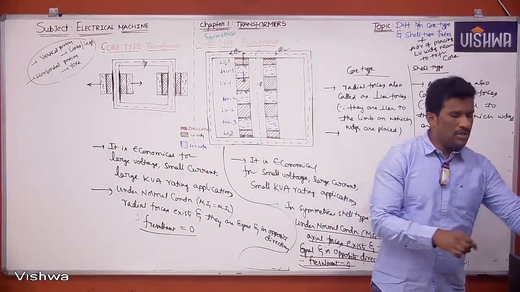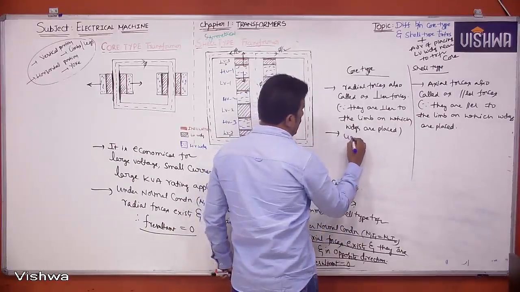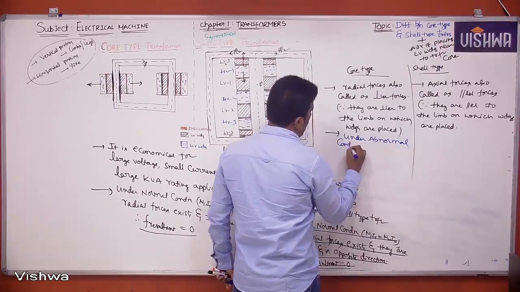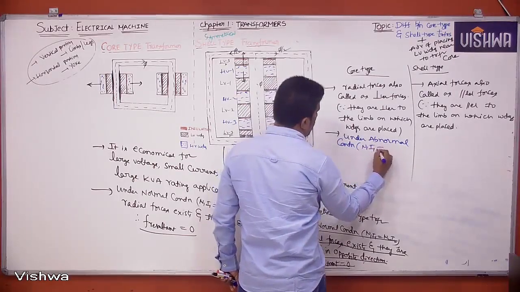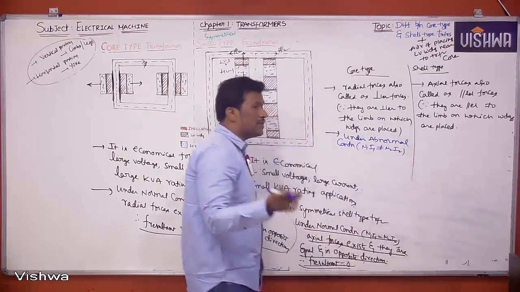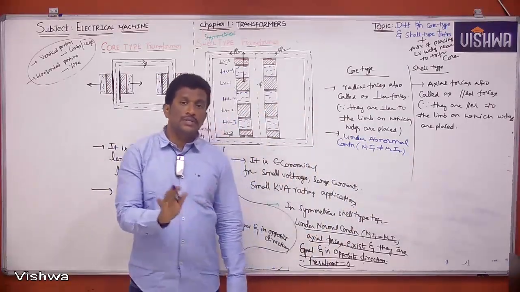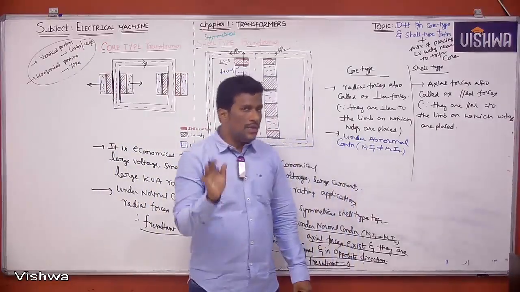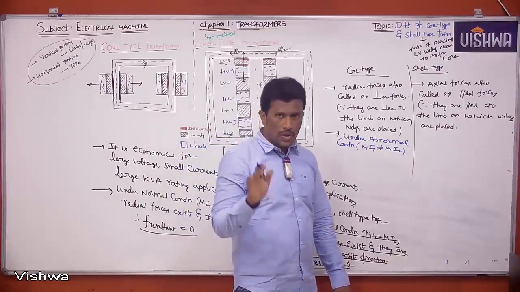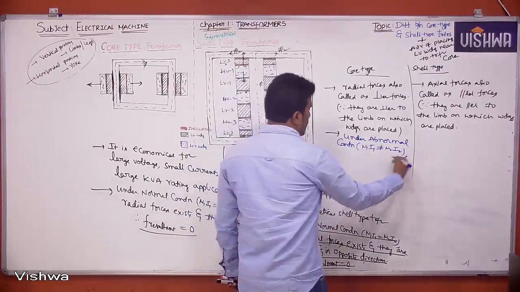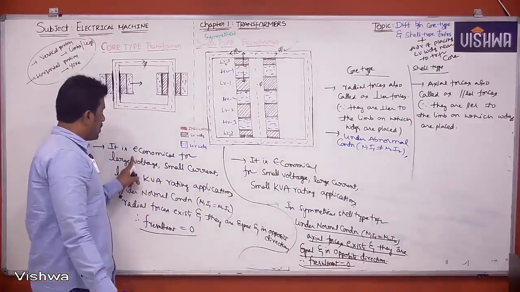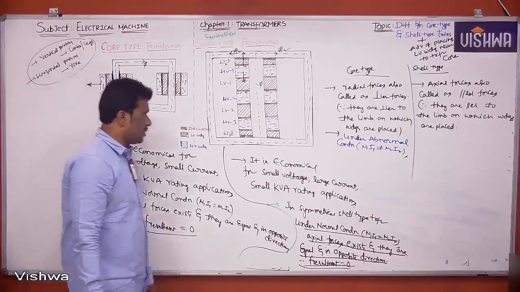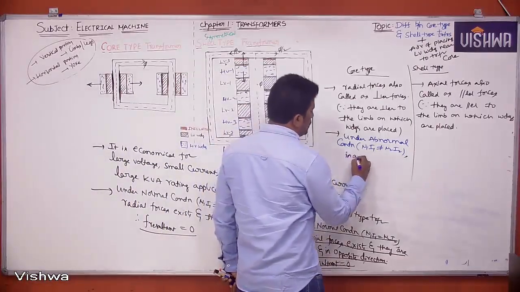Now, what about under abnormal condition? Abnormal condition means N1I1 not equal to N2I2. Suppose I am saying if this thing will happen, don't think how it will happen. I'm saying if this thing will happen, N1I1 not equal to N2I2 under abnormal condition. Generally under normal condition, what are the forces you are going to have in core type transformer? Radial forces.